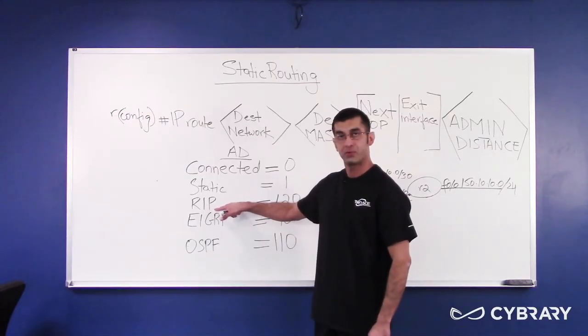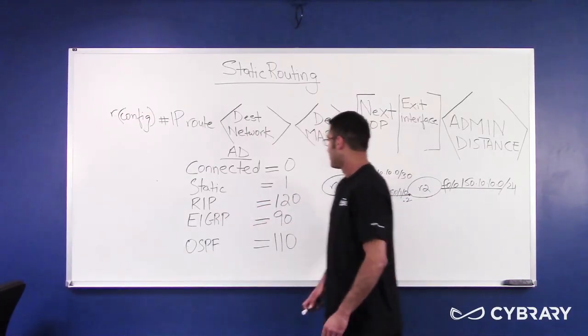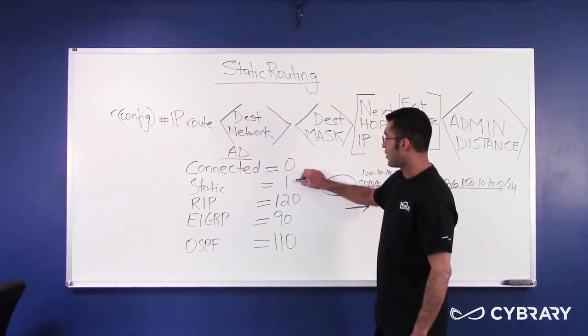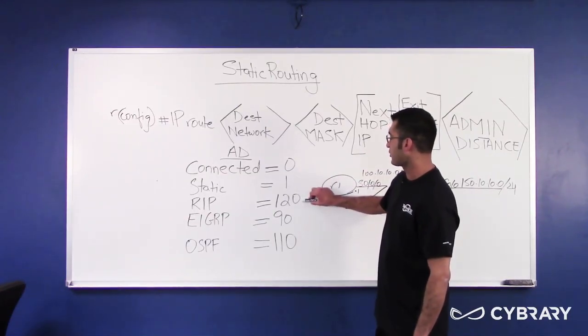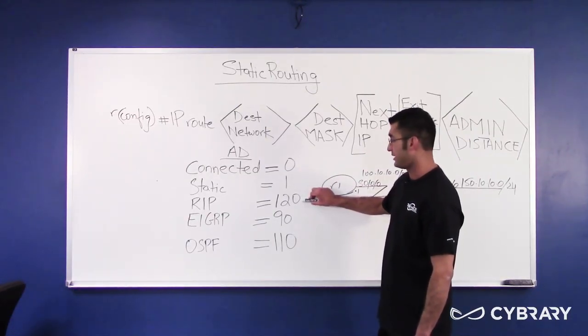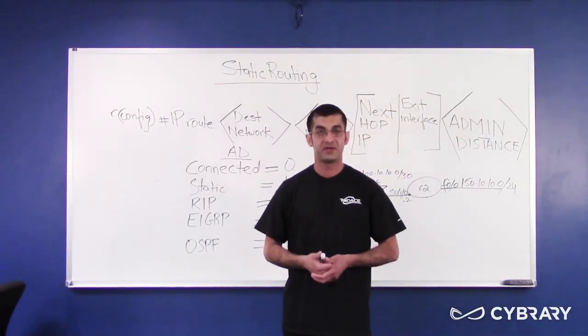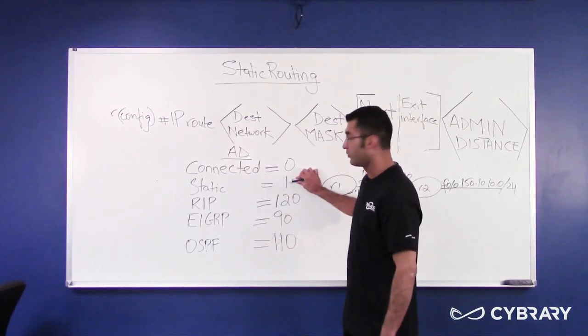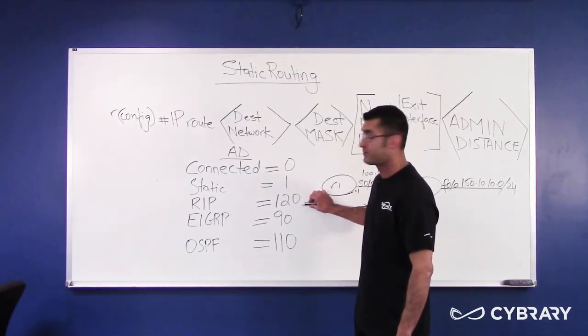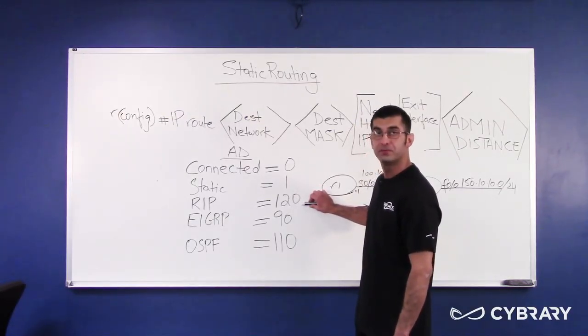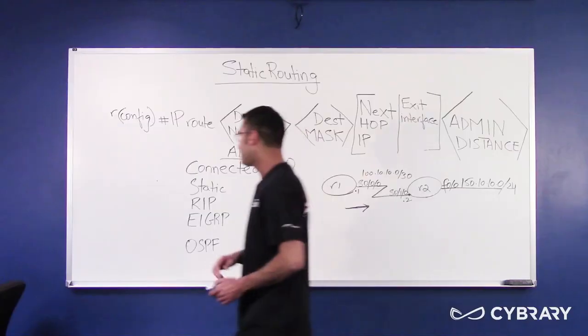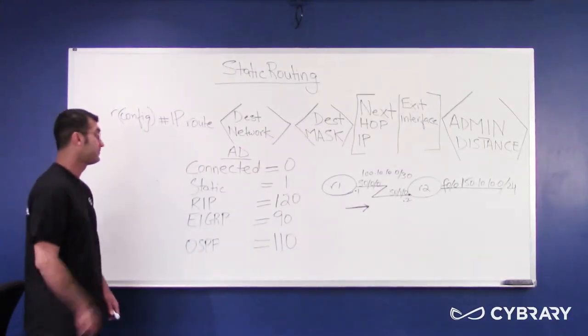It is a dynamic routing protocol. Static route's administrative distance is 1, and Routing Information Protocol's administrative distance is 120. The router will prefer the route with the lower administrative distance. So the static route would be preferred over the route learned by Routing Information Protocol. So I've put all the default administrative distances on the board.